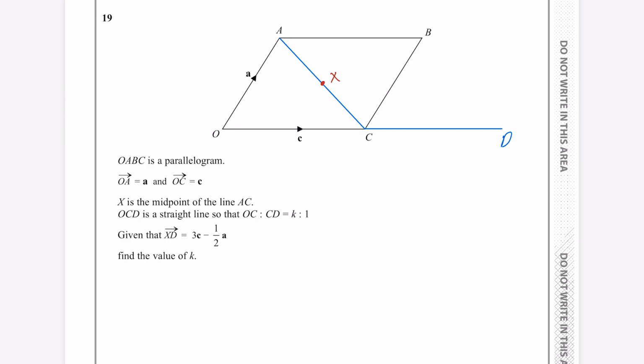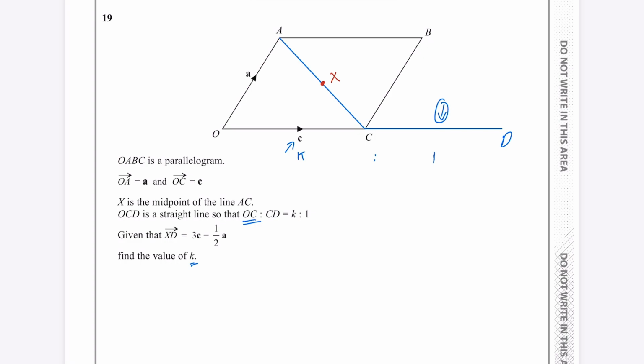Okay, so essentially what I need to find the value of k is this bit here. So I know what OC is, which is c, and they've told me this needs to be in this ratio k to 1. I need to know what the vector of this line is. I know the vector of this line is c. I need to know what the vector here is. That's what I need to find. CD is what I need to find.